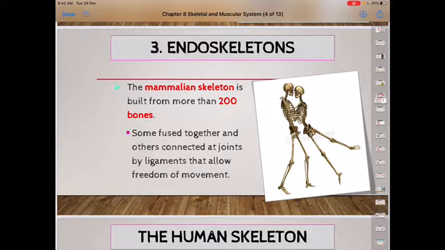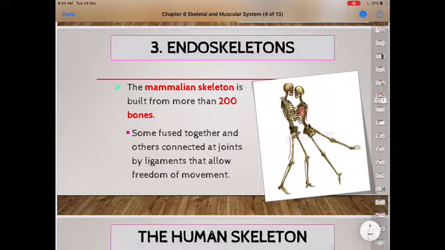The anatomists divide the vertebrate skeleton into two main parts. The axial skeleton. Axial normally consists of the skull, the vertebral column, which is the backbone, and the rib cage. So this is the rib cage. That is the axial skeleton. And the second is the appendicular skeleton. Appendicular skeleton is made up of limb bones and the pectoral and pelvic girdle bones.